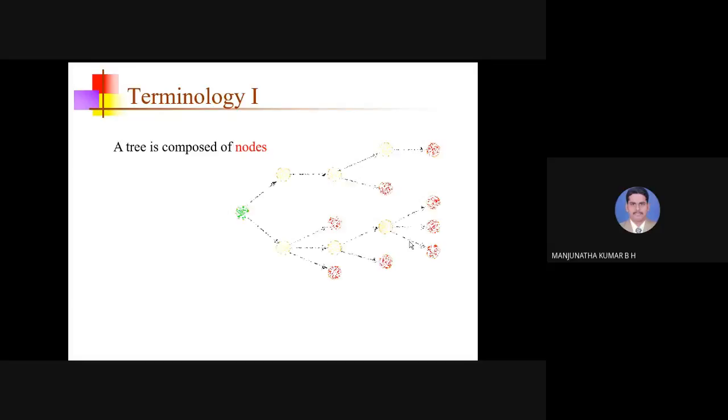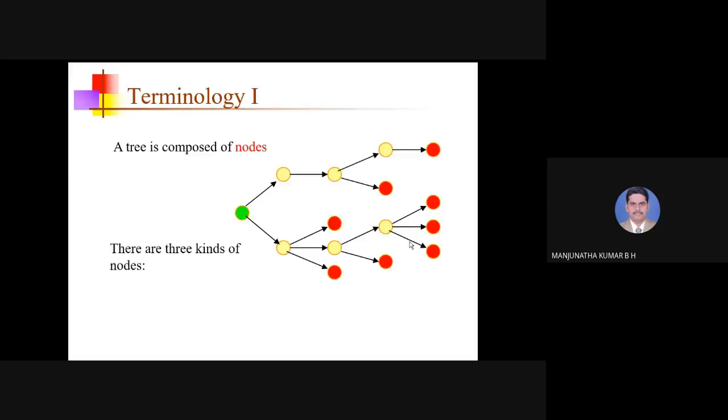Now let me explain some terminologies I am going to use in my explanation. First, the tree you have seen in the previous slide is called a state space tree. It is composed of nodes. You can observe here there are three kinds of nodes: the root node, in green color, internal nodes, and leaf nodes.